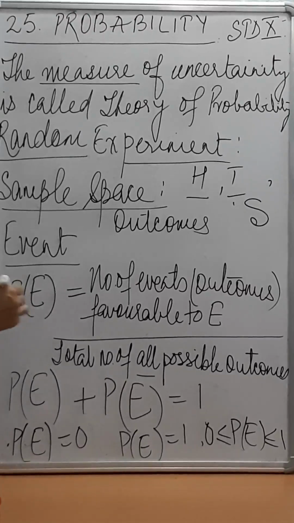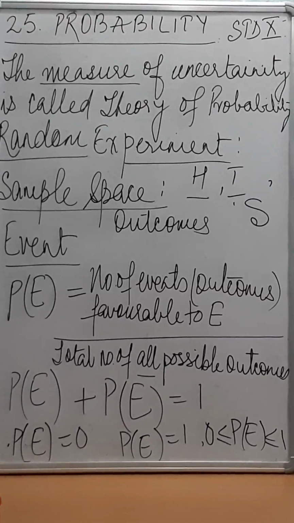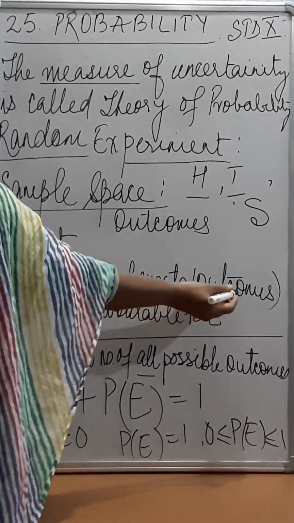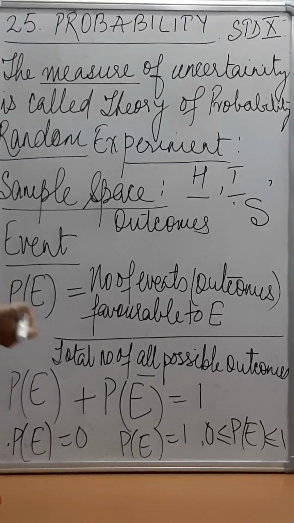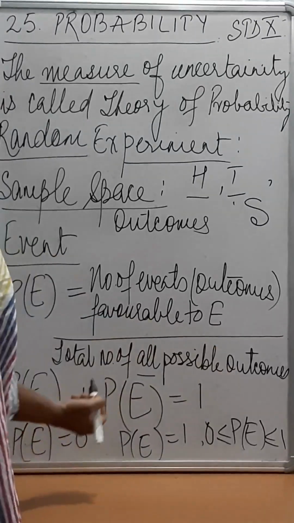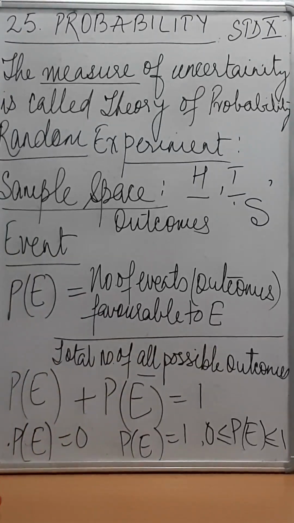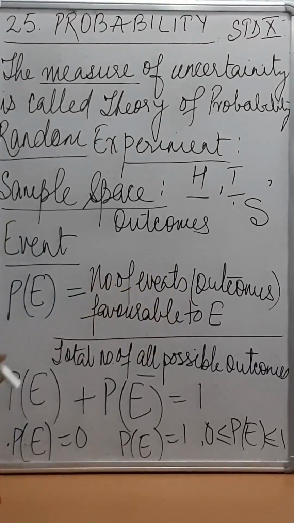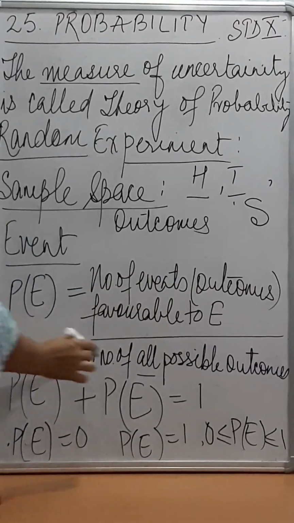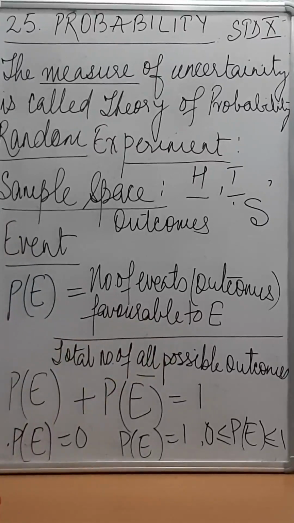Hence, we can define probability of an event as the number of outcomes favorable to the event divided by the total number of possible outcomes. This is how we define probability of an event: the favorable outcomes by the total number of possible outcomes.